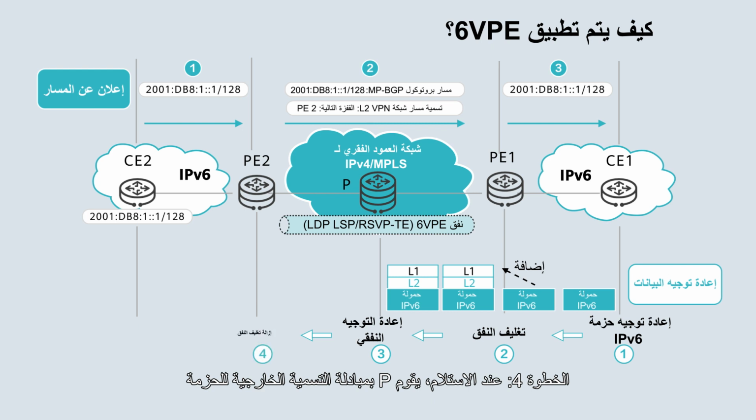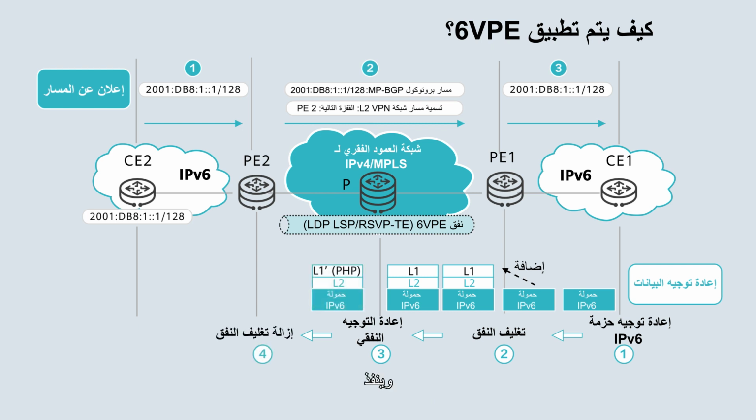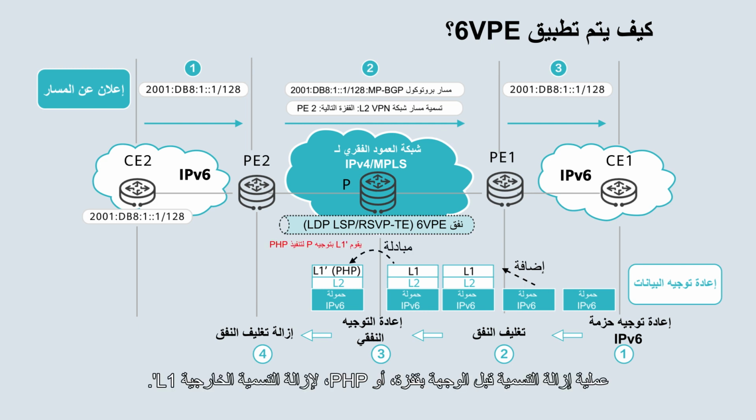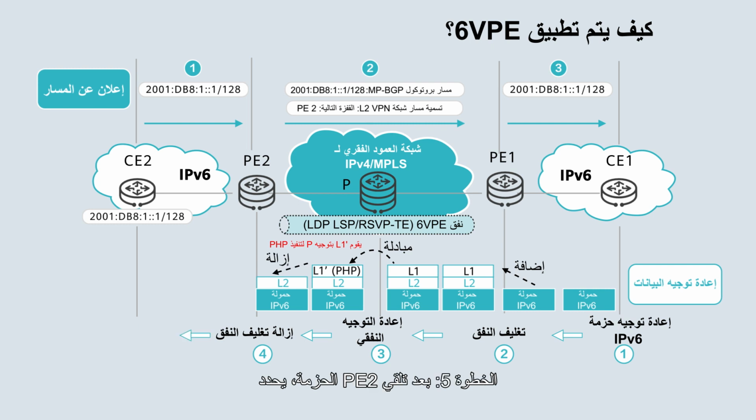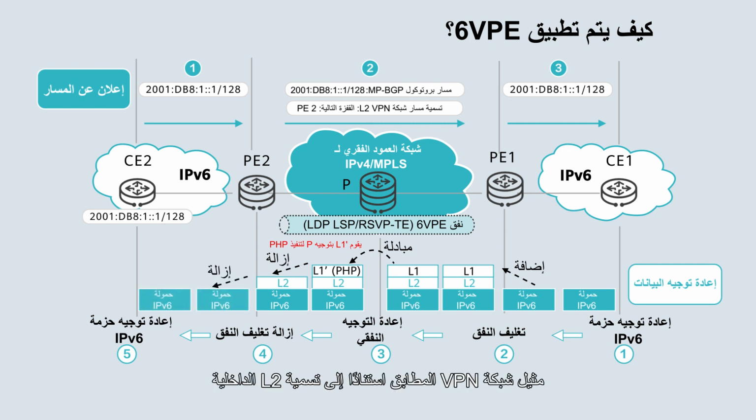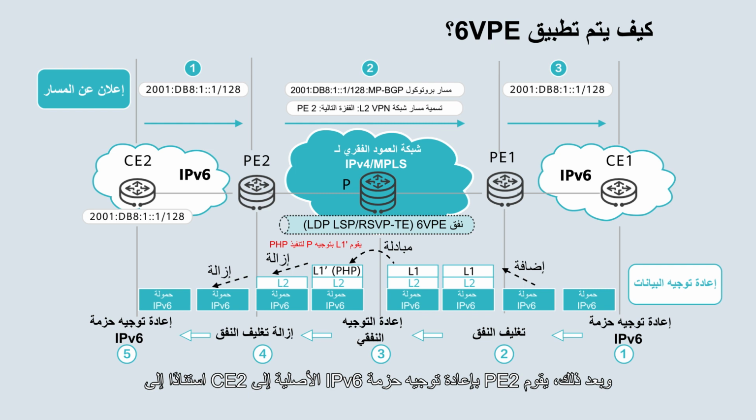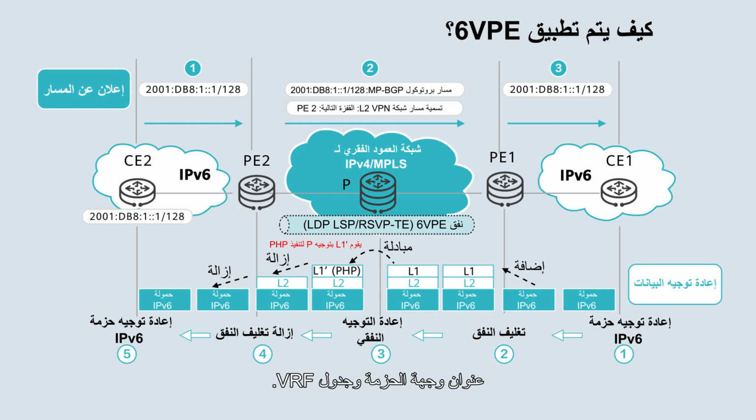Step 4. Upon the receipt, P swaps the outer label of the packet and then performs penultimate hop popping, or PHP, to remove outer label L1. Step 5. After PE2 receives the packet, it determines the corresponding VPN instance based on inner label L2 and then removes L2. Next, PE2 forwards the original IPv6 packet to CE2 based on the destination address of the packet and the VRF table. IPv6 packets are forwarded between CEs and PEs, and MPLS packets are forwarded between PEs. MPLS tunnels are established based on IPv4 routes. Therefore, PEs must support IPv4 or IPv6 dual stack.